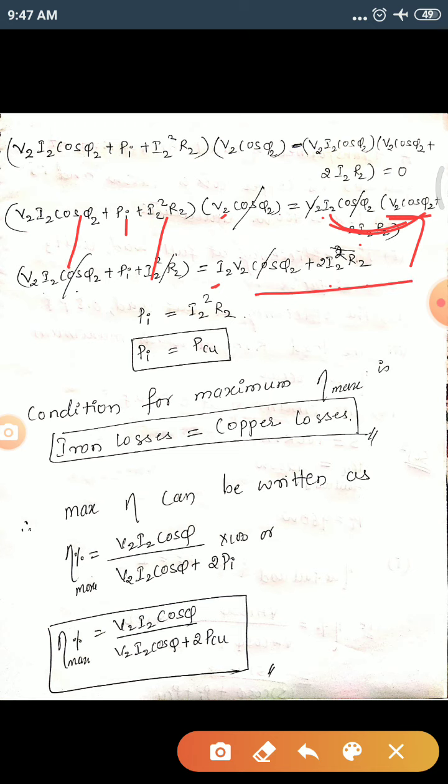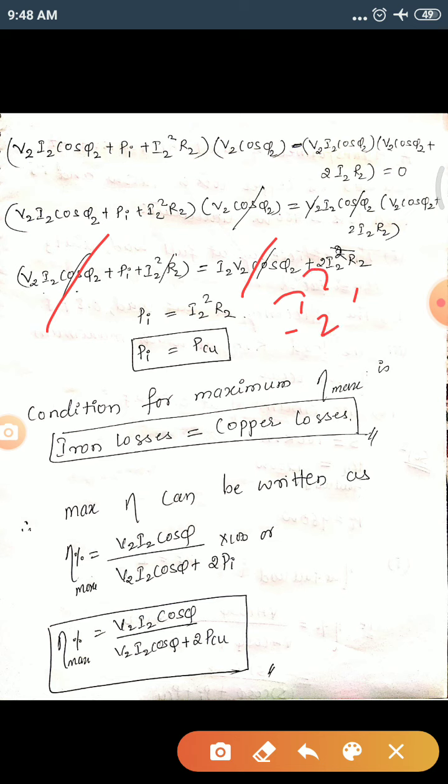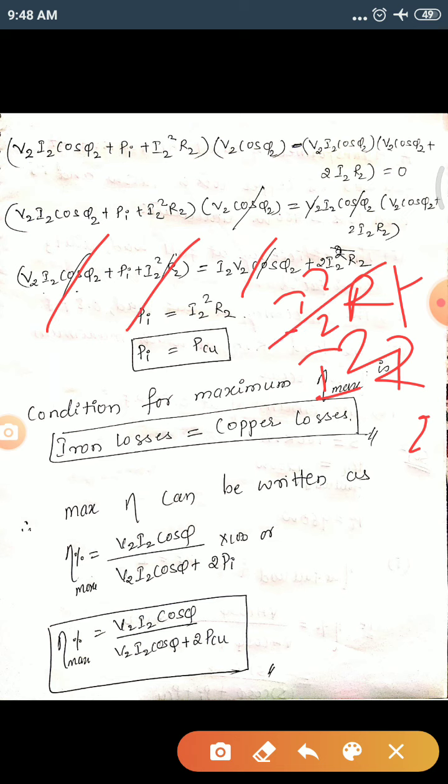Now V2 cos phi 2, V2 I2 cos phi 2 get cancelled. Pi is there, I2 square R2, and here 2 I2 square R2 means I2 square R2 plus I2 square R2. One among these can be cancelled. What is there? Pi will be equal to the one remaining, I2 square R2. Pi is the iron loss, so I2 square R2 is what? It is the copper loss.